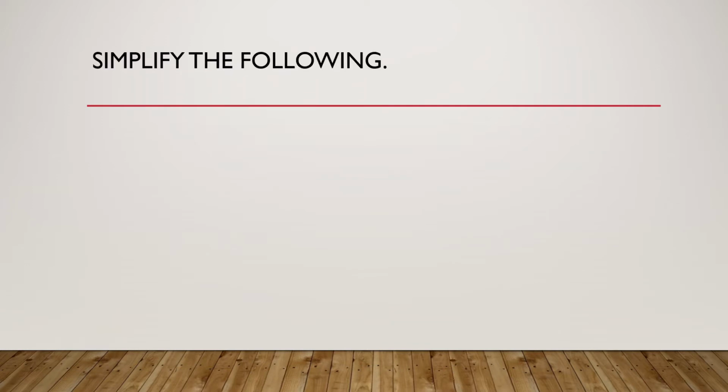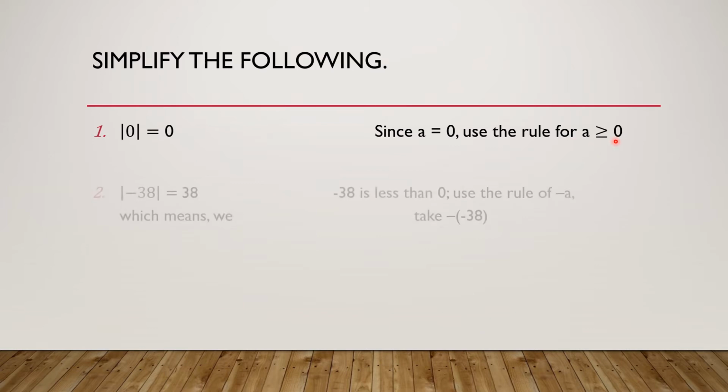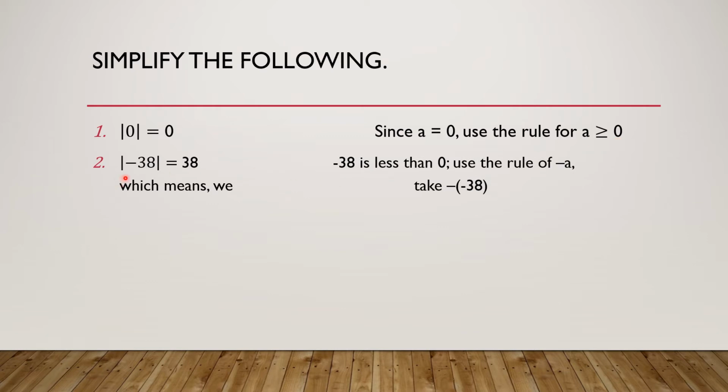Now let's simplify the following. The absolute value of 0 is 0. Okay? Since a is equal to 0, use the rule of a is greater than or equal to 0. Number 2, the absolute value of negative 38 is 38. Because negative 38 is less than 0, use the rule negative a, which means we take negative 1 times negative 38, so that is positive 38, or 38.